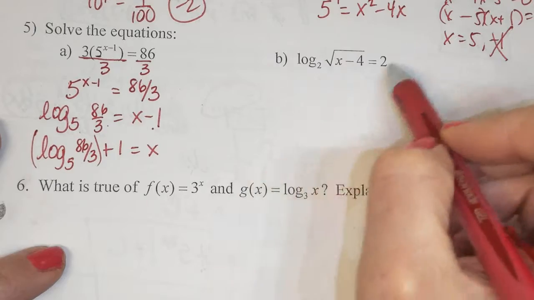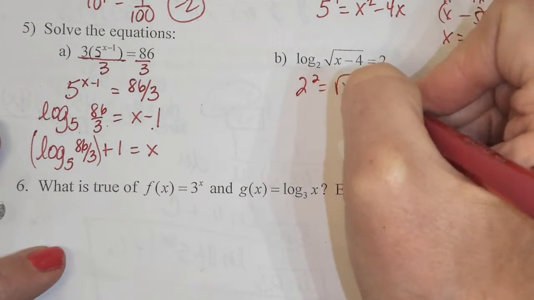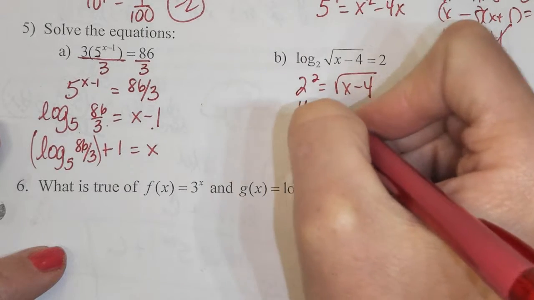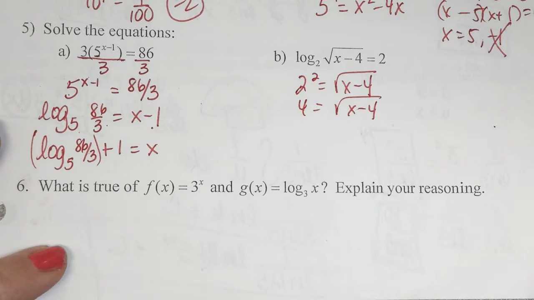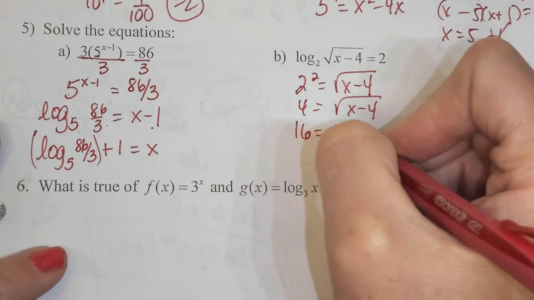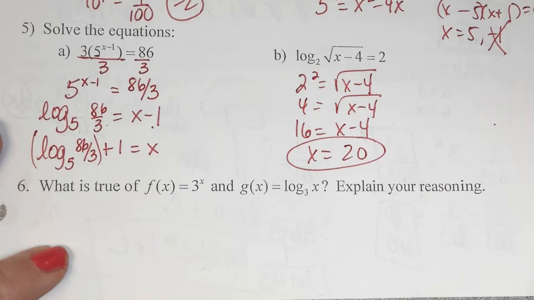For letter B, just swirl it around. 2 to the second equals radical x minus 4. 2 to the second is 4. What do you do now? Square both sides, we get 16. Add your 4, 20 is our solution.